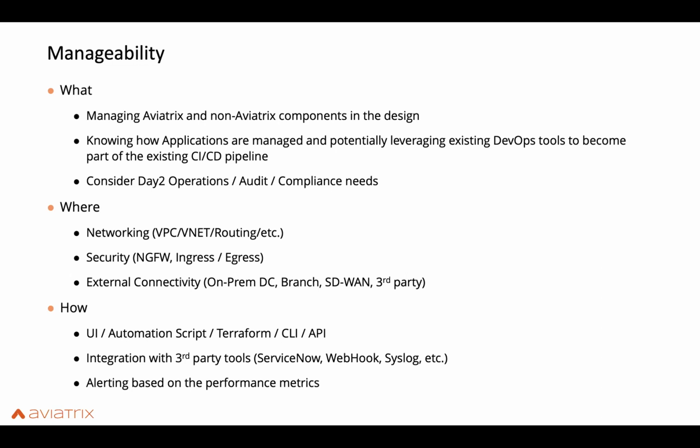If you have third-party services like ServiceNow, or if you have a syslog system somewhere out there, you need to know how exactly those services are integrated. If you are sending notifications to someone somewhere else, how exactly is it done, and things of that nature.